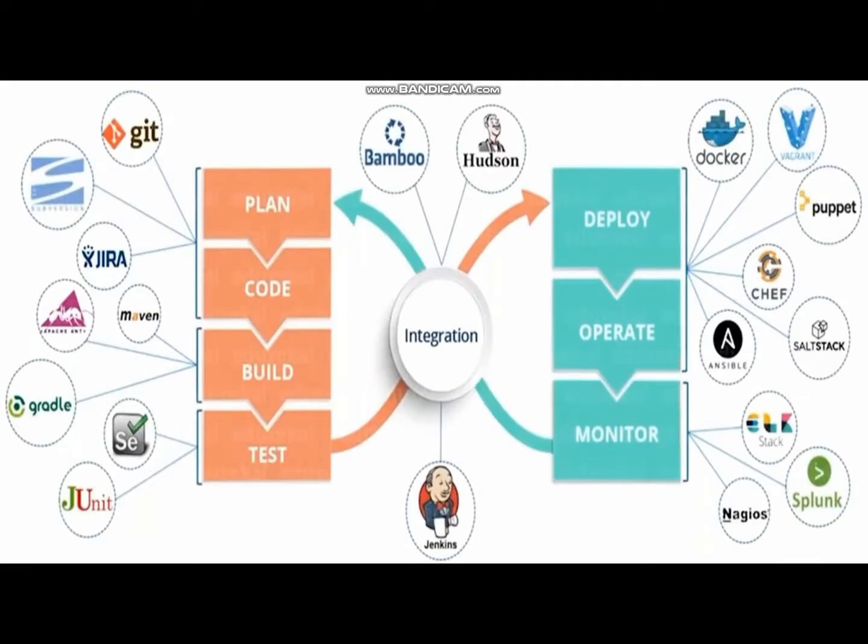And this is a diagram related to the DevOps process. On my left-hand side there is the development process and on my right-hand side there is the operation process. In the development process they are going to plan, code, build and test, and in the operation process they are going to deploy, operate and monitor. And these two teams are going to integrate with each other.